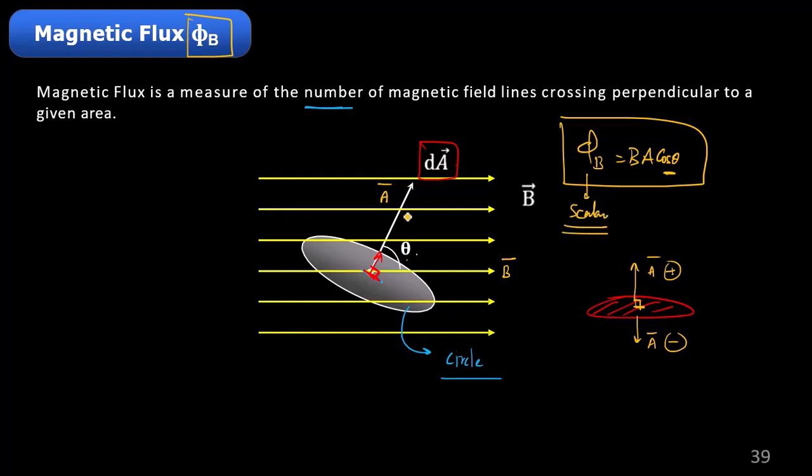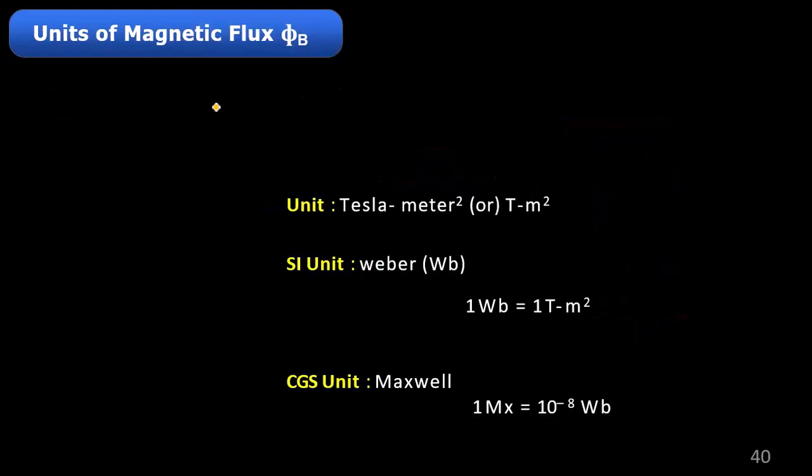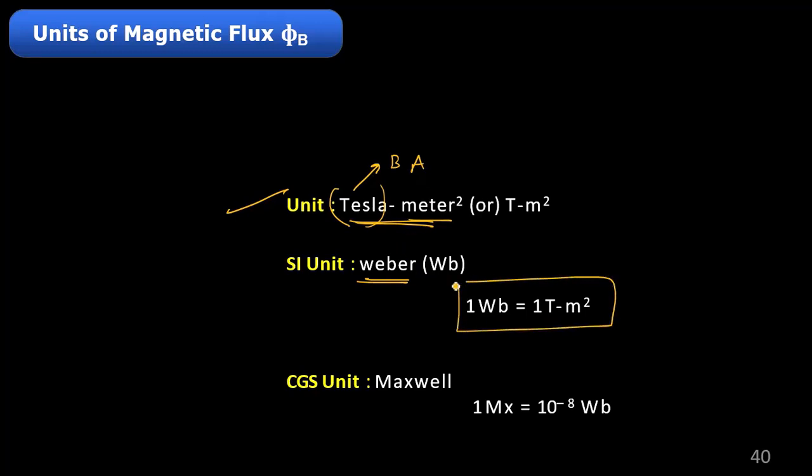That means it has no direction sense, only the magnitude. I can calculate the magnitude by calculating B A into cos theta. The unit is Tesla into meter square. Tesla is the unit for magnetic field, A is area, and cos theta has no unit. So Tesla into meter square is also known as the Weber. Weber is the unit of flux, and Tesla is the unit for magnetic field. So 1 Weber is 1 Tesla into meter square.